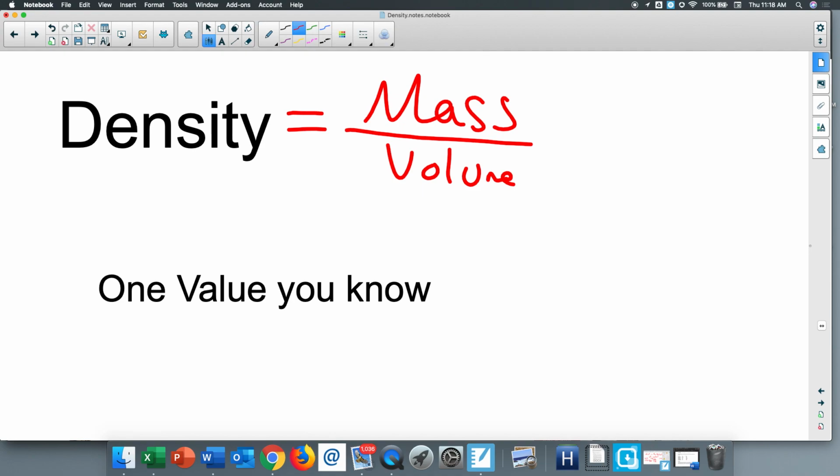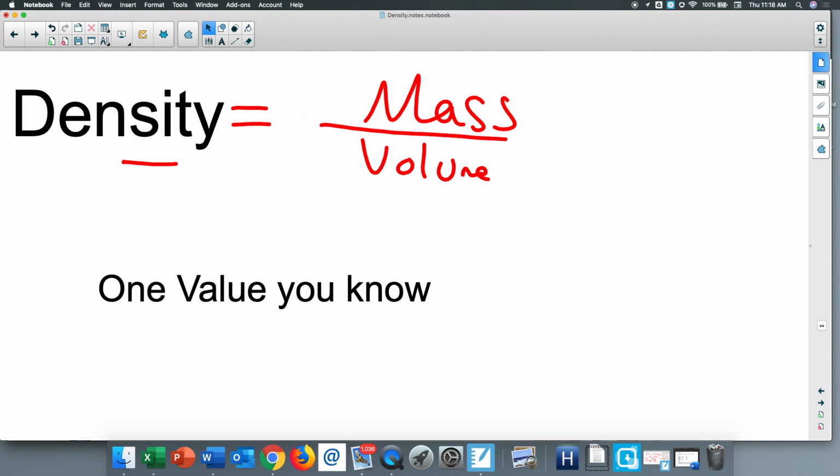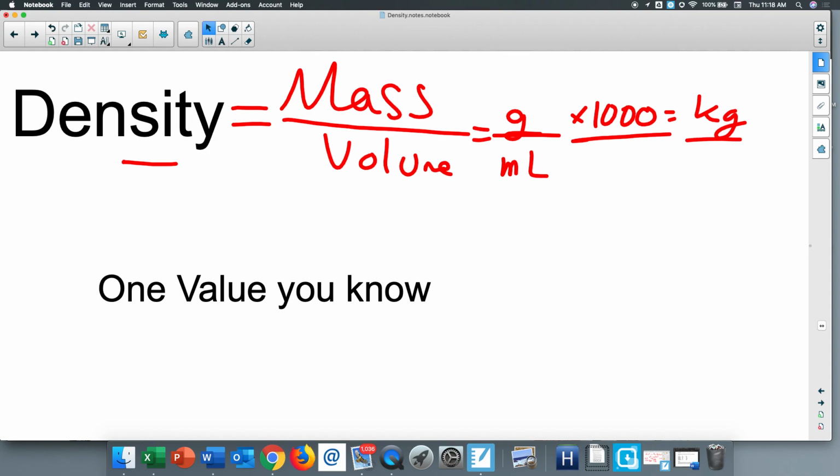What is a unit of mass that we use in metric stuff? Grams. So the numerator is going to be in grams. What's the denominator going to be in? Milliliters. Here is an interesting fact. If I have 1,000 grams, how much is that? 1 kilogram. So I multiply that by 1,000 and I get the kilogram. If I have 1,000 milliliters, how much do I have? A liter. So a gram per milliliter is the same thing as a kilogram per liter. That's one of those nice things about the metric system, that those things are basically the same.